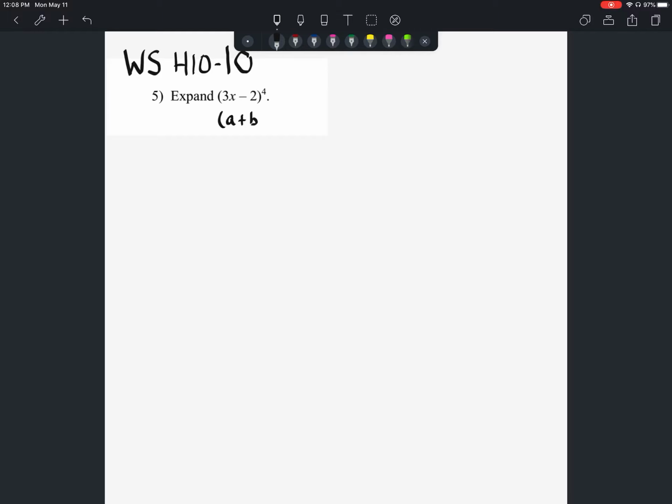So remember, this is like starting with a plus b to the 4th. We need the 4th row of Pascal's triangle. There should be 5 terms in that row. That row looks like this: 1, 4, 6, 4, 1. If we were to expand the a plus b to the 4th, it would look like this: 1 plus 4 times something plus 6 times something plus 4 times something plus 1 times something.